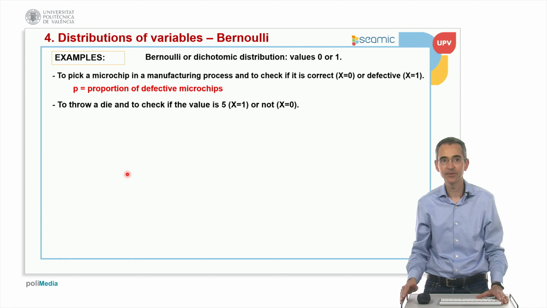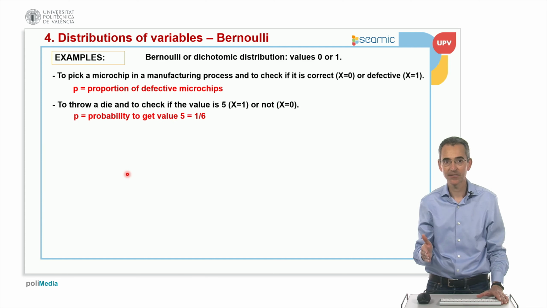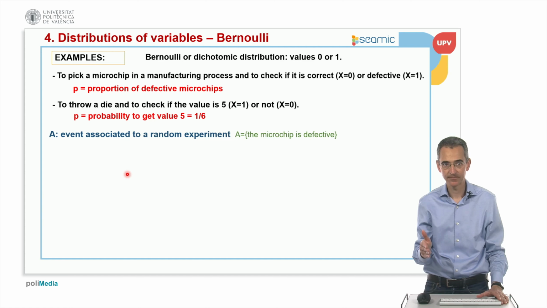Another example would be that we throw a die and check if the value 5 is obtained or not. If we obtain the value 5, we assign the value 1, and if not, we assign the value 0. In this example, the value p would be the probability of getting the value 5, which would be 1/6.